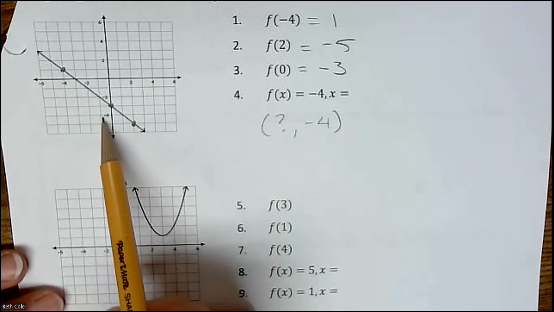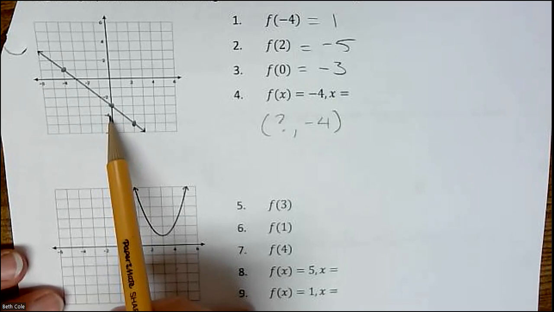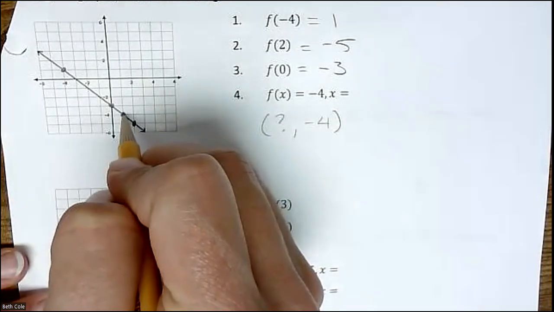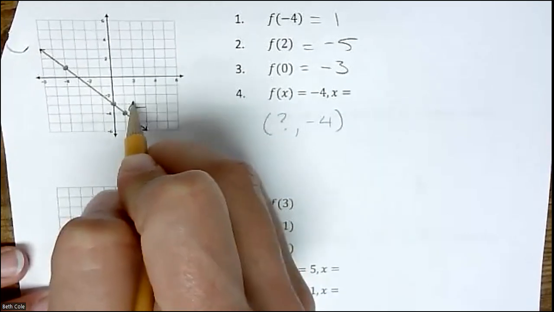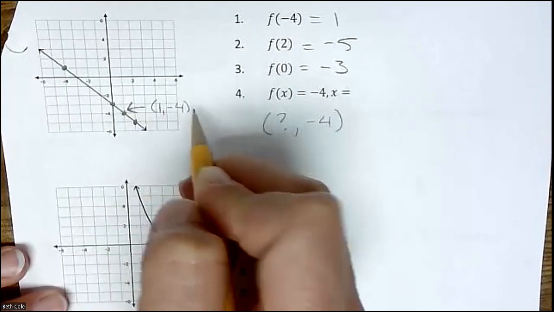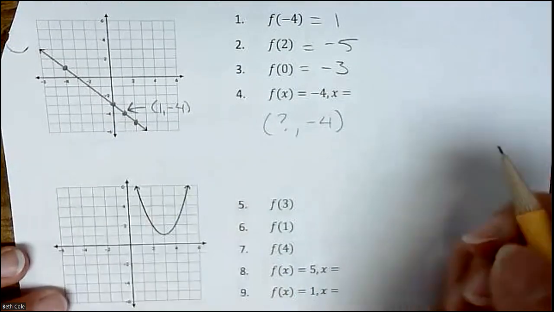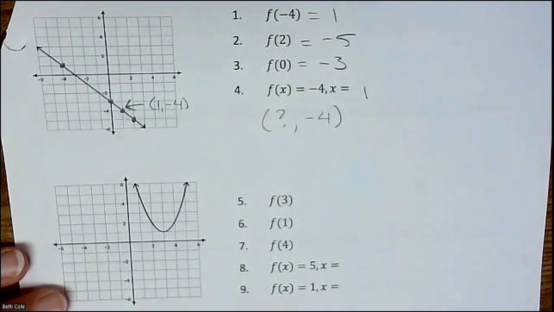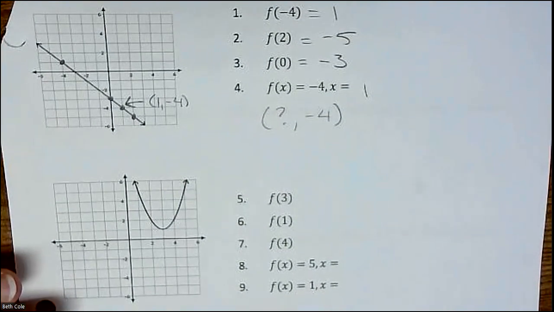Here's -4 on the y-axis. And where that hits the graph. So it's this point right here. This point right here, I just drew an arrow to it. Do you see how it's 1, comma, -4? Okay, so your answer is 1. That's tough because it's backwards. We're going to try it again down here. It's practice. Let's just try a couple more.